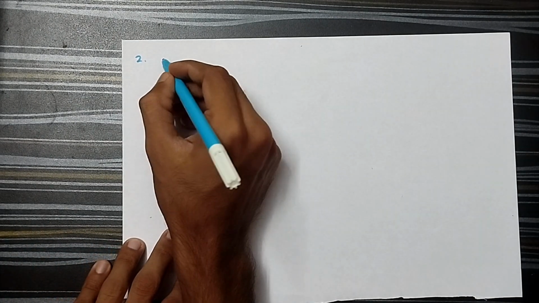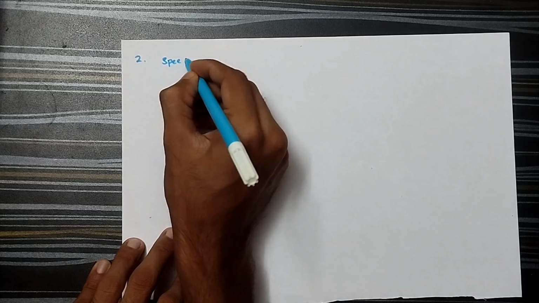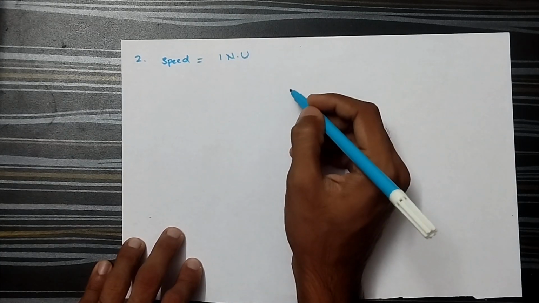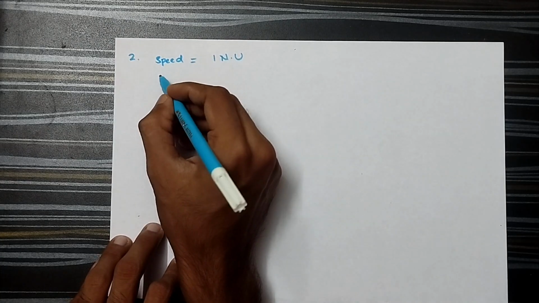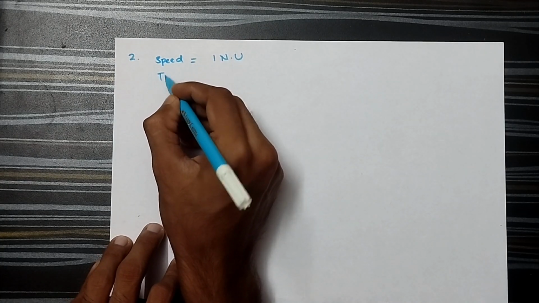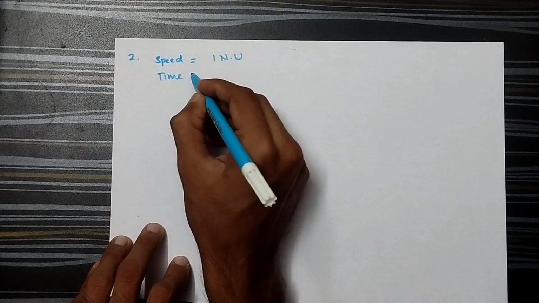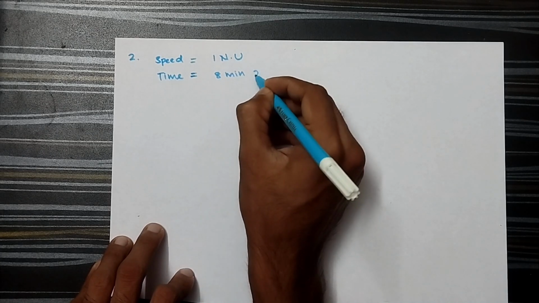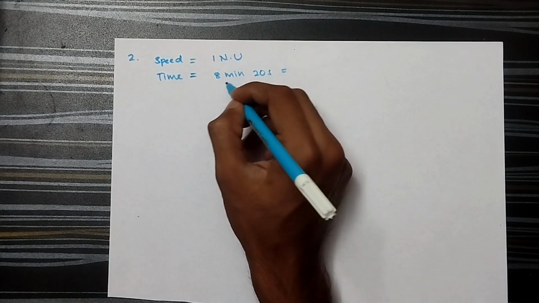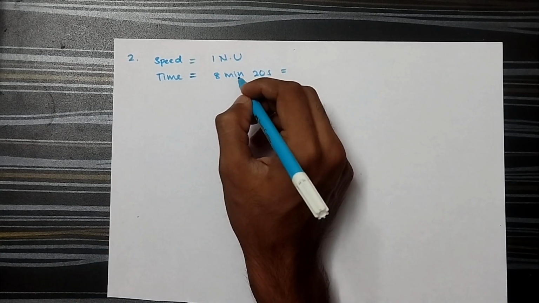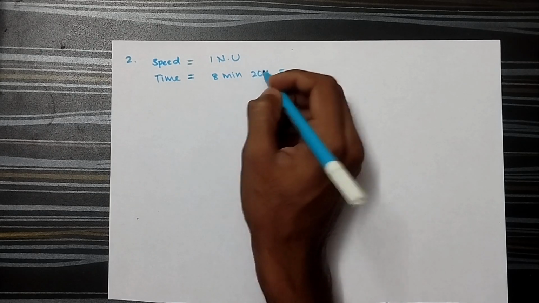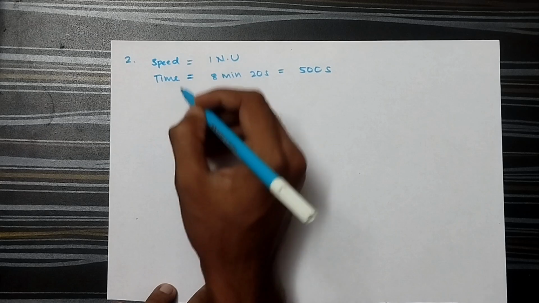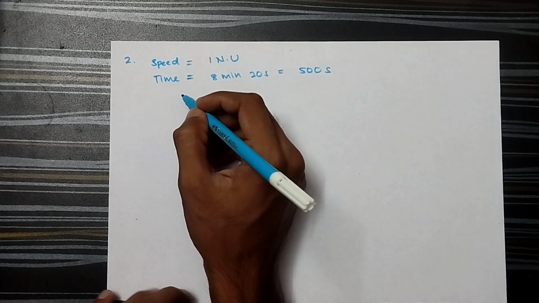We know speed here is given as 1 new unit. Speed of light is 1 new unit, and the time taken for light to reach from sun to earth is 8 minutes 20 seconds, right? If we convert this into seconds, 8 minutes is 480 seconds, so 480 plus 20 is 500 seconds, right? So we have speed and we have the time. Now we just need the distance.